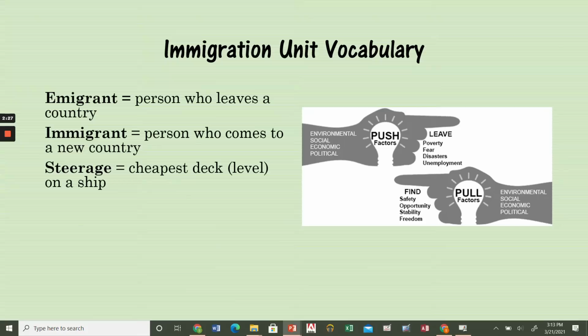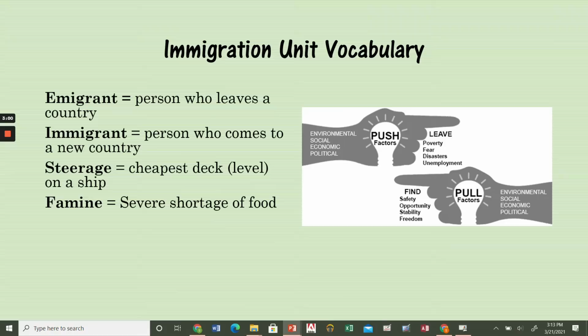All right, steerage. This is the cheapest deck or level on a ship. We talk about that because a lot of these immigrants are very poor, and buying a ticket on a ship was very, very expensive. So they often had to buy the cheapest, worst ticket on the ship. Often they were very poor, cramped conditions down there, oftentimes towards the bottom level of a ship.